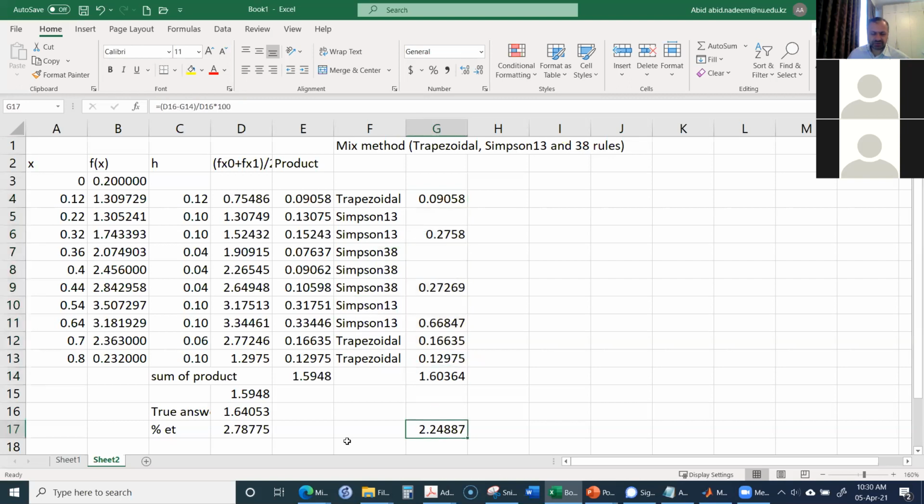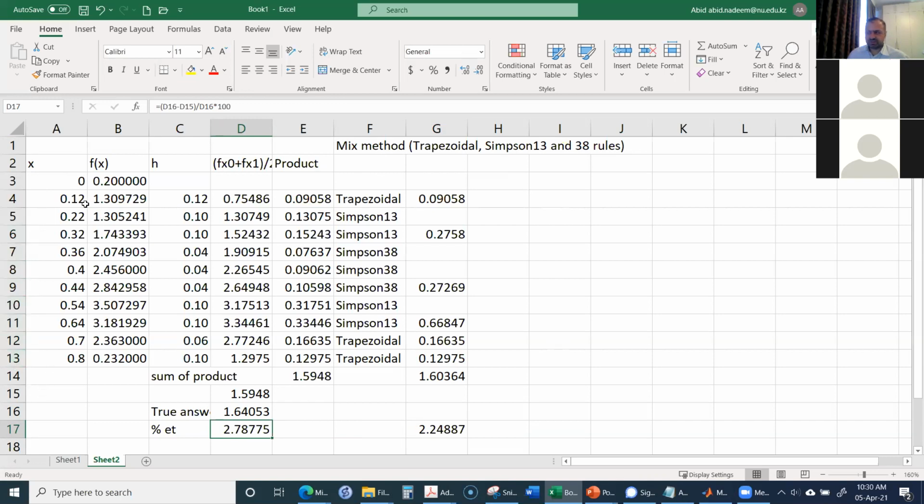So by the application of these rules, we calculated these values, okay, by applying the formulas, and then we added them together, then we got the answer of 1.6036664. And in this case, the true percentage error is 2.24%, which is smaller than in the previous case. So in this case, what we can say is that in the case of unequal segments, there may be a possibility of improvement, depending on how uneven the data we get.